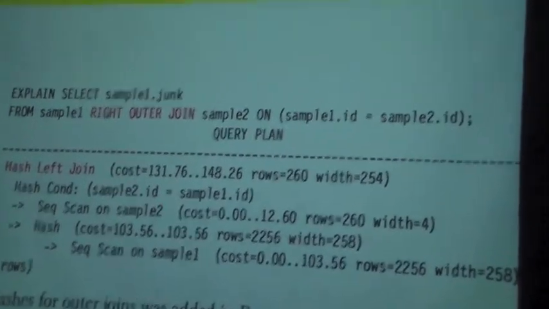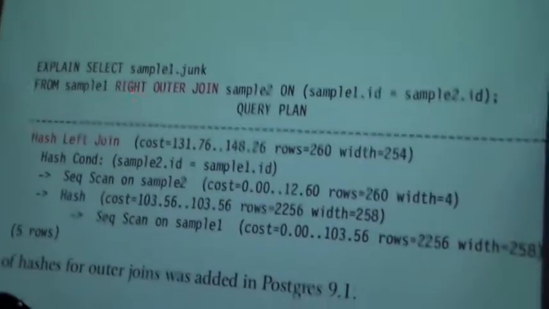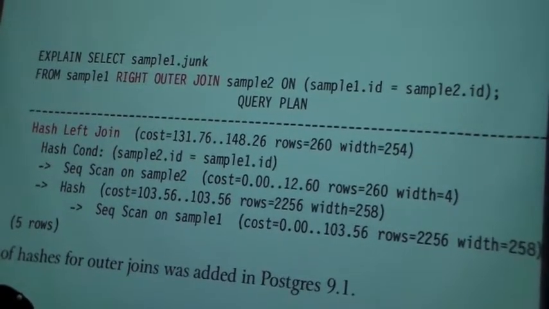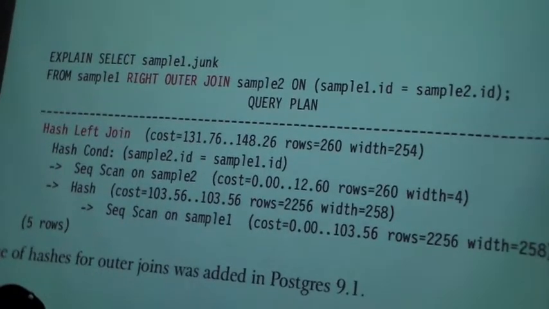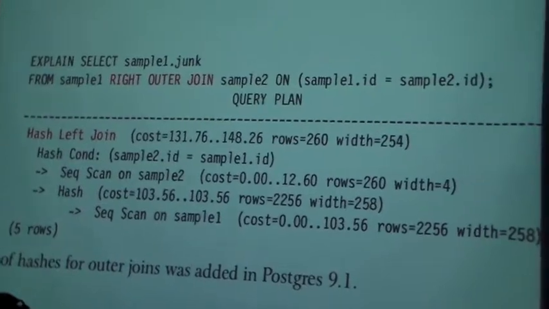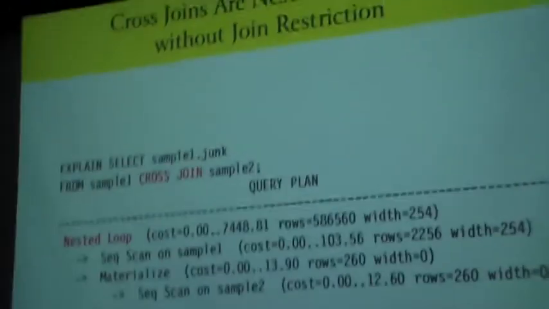Okay? And even if I do an outer join, which you think couldn't use a hash join, we can still do something called a hash left join, which is kind of weird. Not a lot of databases support it. We do. New in Postgres, not all.